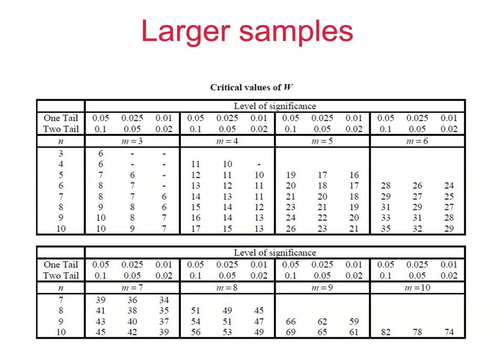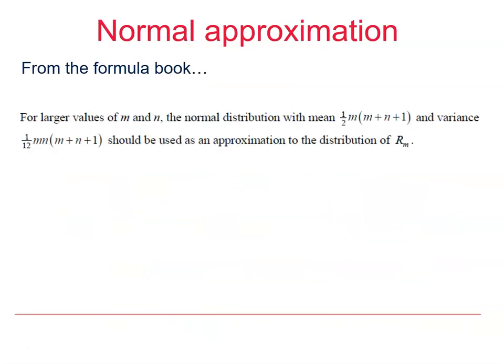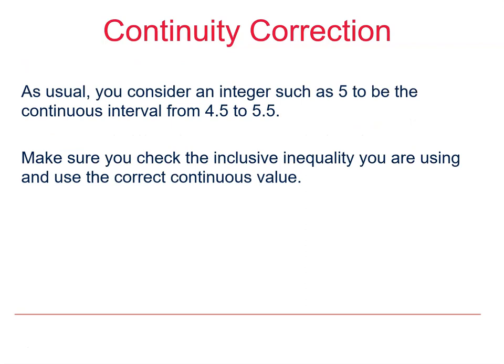As with the signed rank test, you will note that the tables only have a very limited number of sample sizes. As before, though, we can use a normal approximation. The details of the normal approximation are provided in the formula book. Of course, you'll need the usual continuity correction. You'll see how this works in the example.